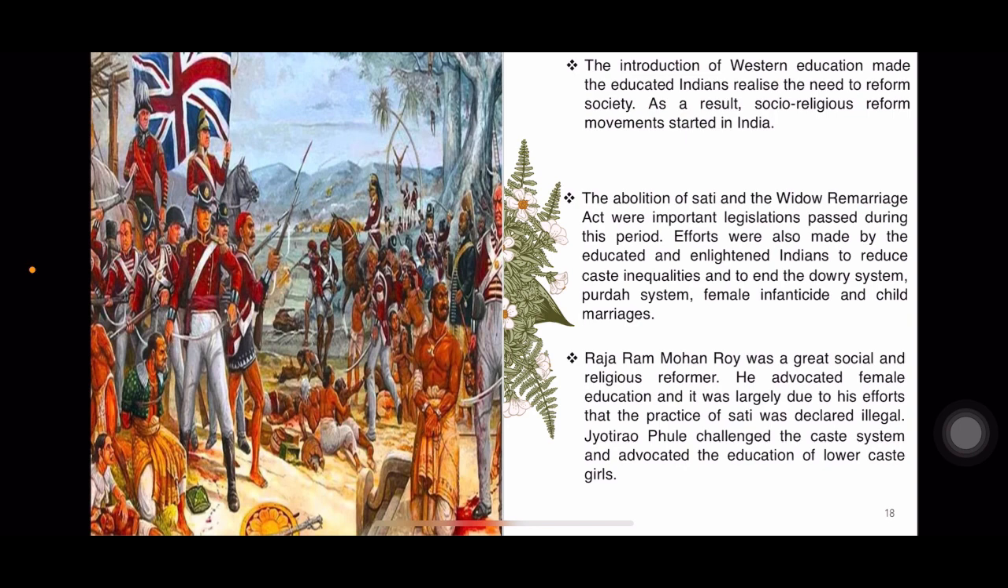Raja Ram Mohan Roy was a great social and religious reformer. He advocated female education, and it was largely due to his efforts that the practice of sati was declared illegal. Jyotiba Phule challenged the caste system and advocated the education of lower caste girls.